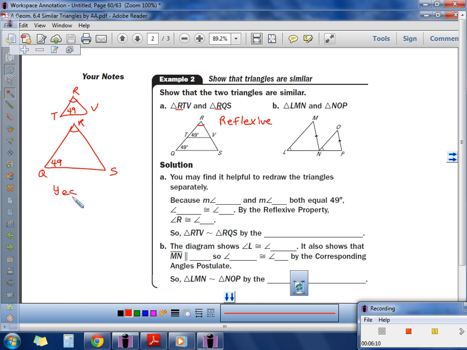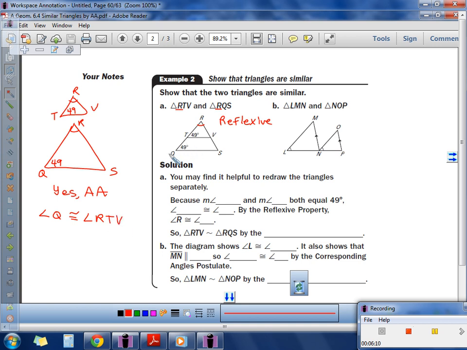Yes, these are similar because of angle-angle similarity. And give me those angles that match up real quick. I want to see if you can name them correctly. Angle Q, I agree. You can name this angle Q. But I don't agree with angle T. Three letters. Okay, T must be in the middle, so like RTV would be a good one.